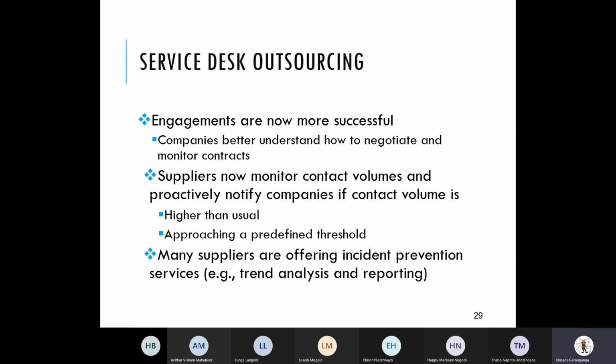All right, and then obviously the basic engagement in terms of your outsourcing. Suppliers are now literally monitoring contact volumes proactively, obviously to notify companies if these particular volumes are either higher than usual or approaching a predefined threshold as far as basic supply is concerned. And then naturally you find that most of the suppliers out there are also looking at the whole concept of incident prevention and services at large in that regard.